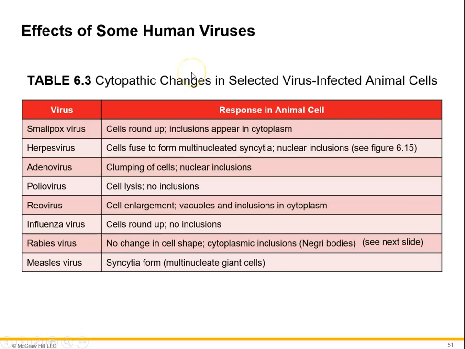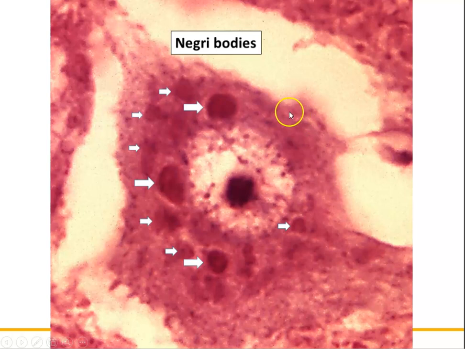All right, and then here's some examples of the cytopathic changes that you can see. One example I have down here is the rabies virus. So you're not going to see a change in the cell shape, but you are going to see these inclusions, these inclusion bodies in the cytoplasm. They're called Negri bodies. You can see here, this is a neuron, okay? So here's the cell body of the neuron. And inside of it, here's the nucleus. Inside of it are these bodies here, Negri bodies. And this is just an example of some of the effects that viruses have on the cells.